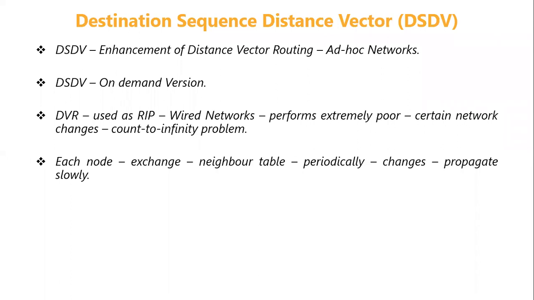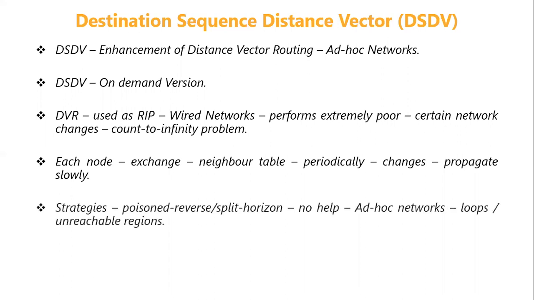And here each node exchanges its neighbor table periodically with its neighbors, so that everybody will know their neighbors. Changes at one node in the network propagate slowly through the network. When there are any changes, that doesn't mean the change will propagate fast. It will actually propagate slowly.